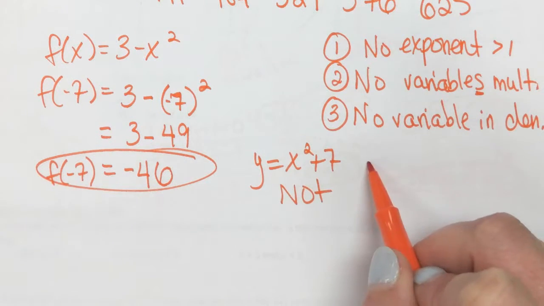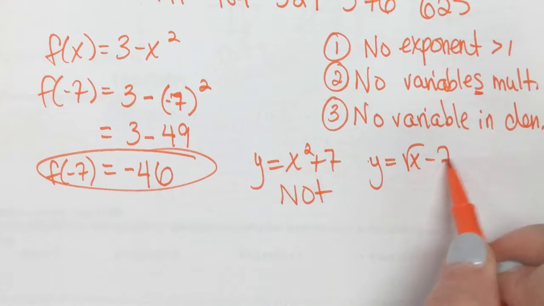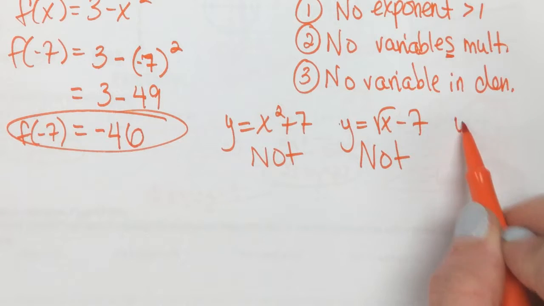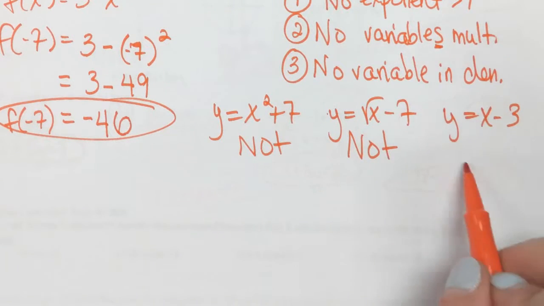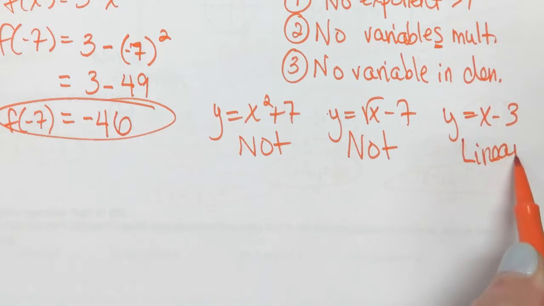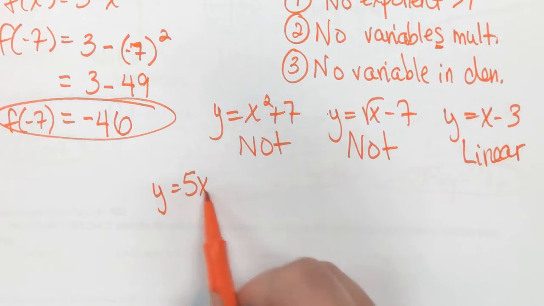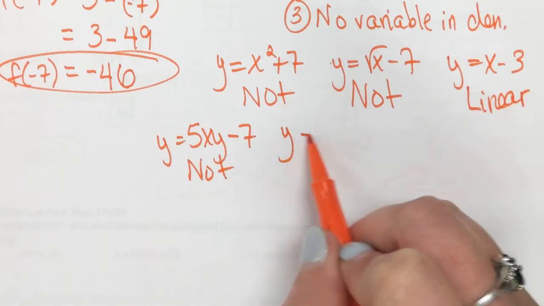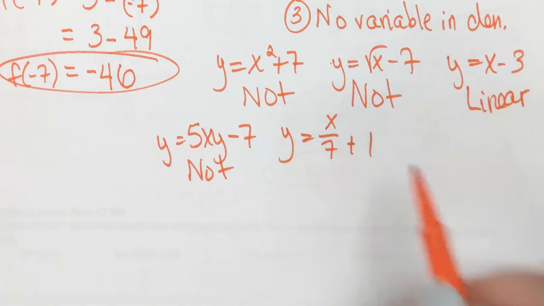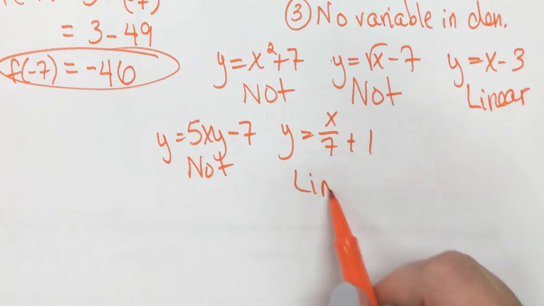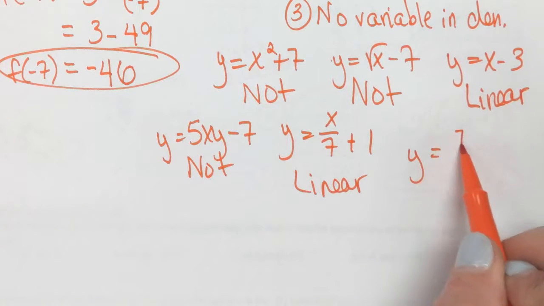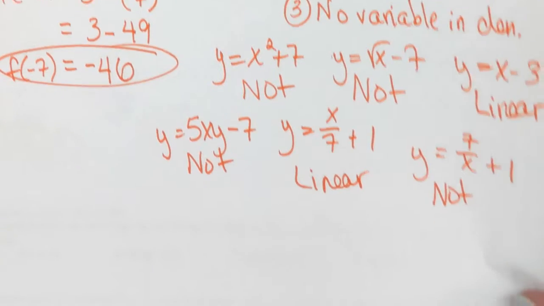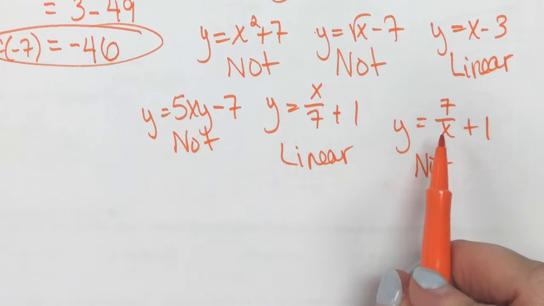Not linear. What about this one? Linear or not linear? Not linear. What about that one? That's linear. What about this one? Not linear. Not, because you got letters multiplied together. What about that one? Linear. What about that one? Not linear. Why? Variables in the denominator. You got it good, y'all okay?